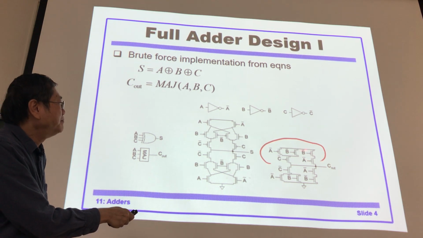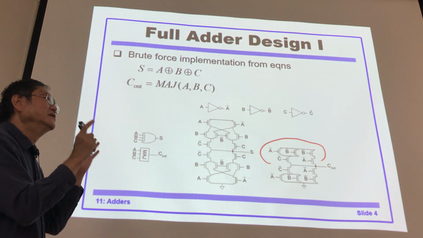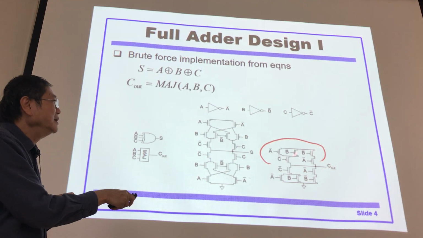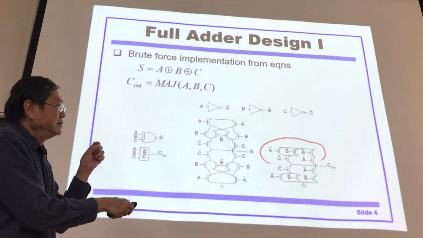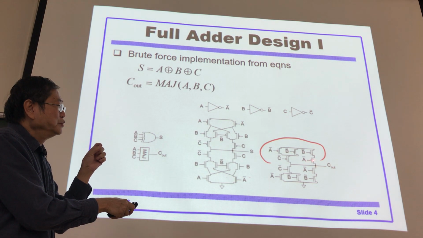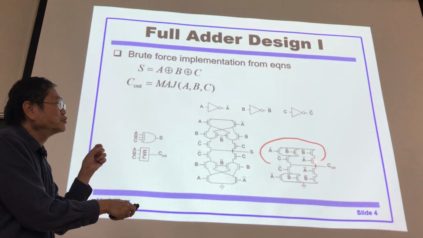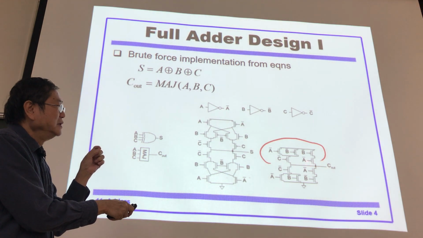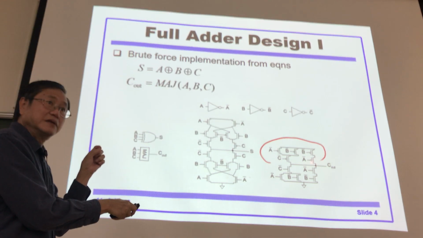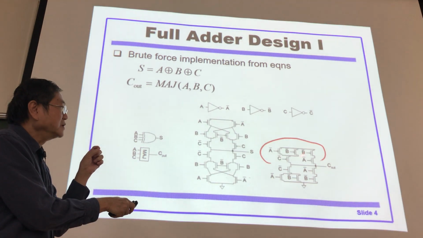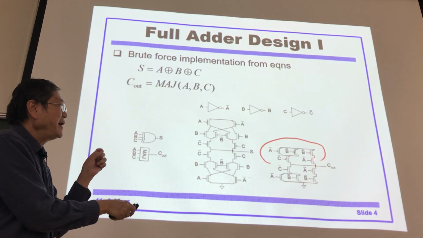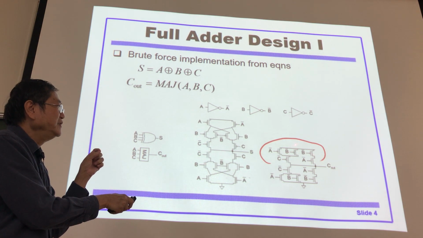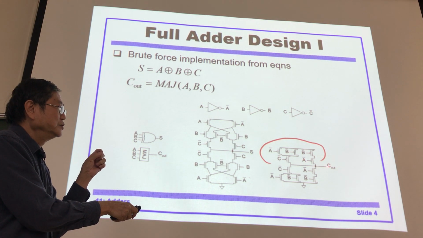This is A bar, B bar, C bar, not A, B, C, but A bar, B bar, and C bar. So when you have A bar given to the terminal gate of a PMOS transistor, it means what? If A is 1, you connect, right? If B is 1, you connect. If both A and B are 1, you have a path from VDD going to the carry-out output.